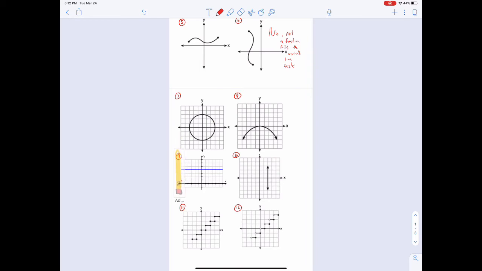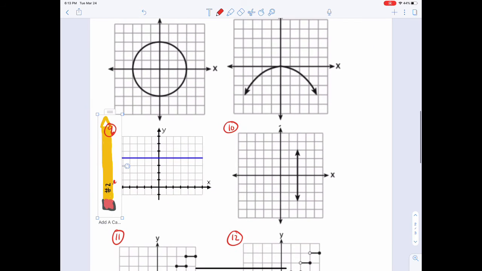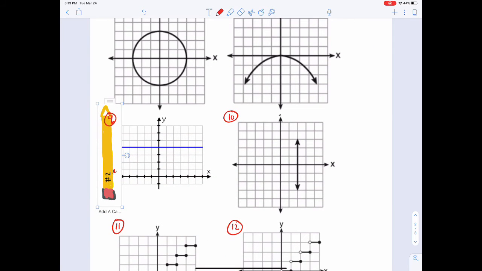9, 10, 11, 12 are a little weird. Pause the video, see if you can figure out what those are. All right, so 9, you slide your pencil across, you're really only touching 1 point on that graph at once. So that is a function, yes, for 9.